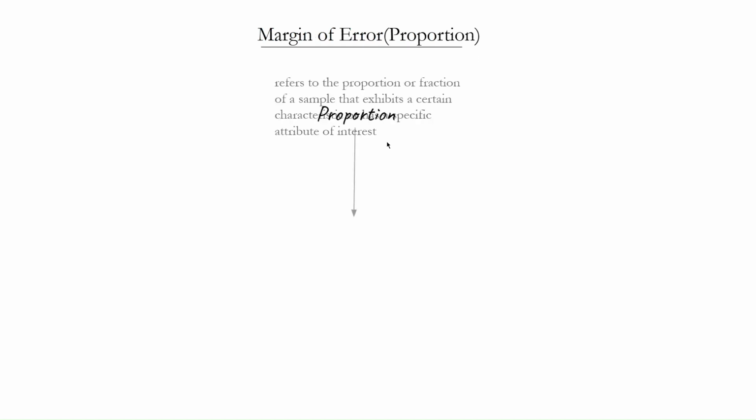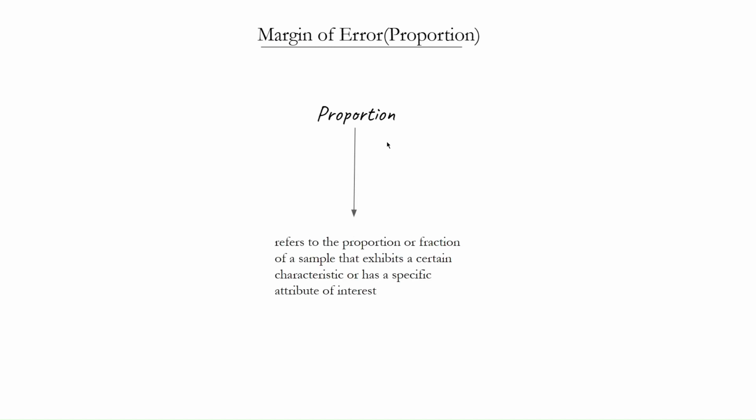So, margin of error, proportion. What is actually proportion? The proportion refers to the fraction of a sample that exhibits a certain characteristic or has a specific attribute of interest. To understand that more clearly, we're going to be going through an example.